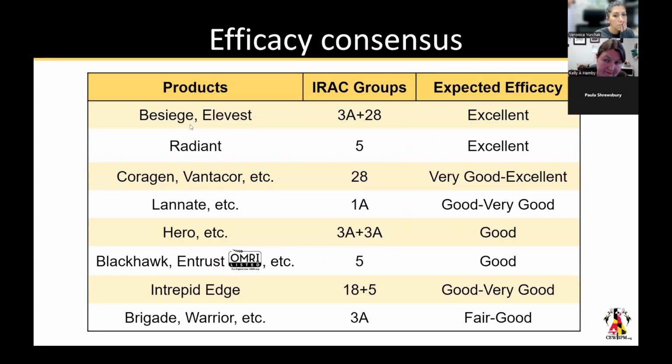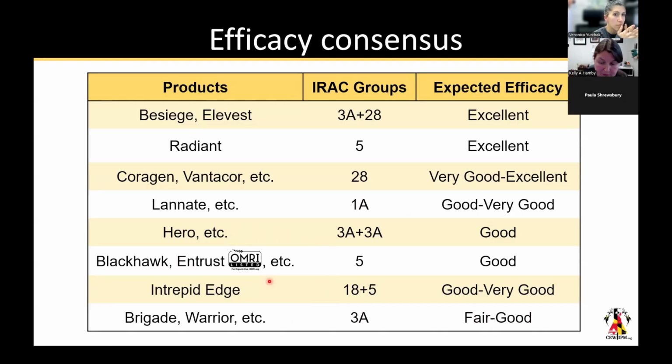So thinking about the efficacy, our consensus across our project team, they don't like when I twist their arms to make them put this in writing. But we generally consider Besiege, Elevest, and Radiant all to provide excellent efficacy against corn earworm, with Coragen and Vantacor, the chlorantraniliprole products by themselves, being very good to excellent, Lanate being good to very good, Hero being good, Black Hawk and Entrust. So if you're an organic grower, Entrust is really your most effective product. We rank that as good.